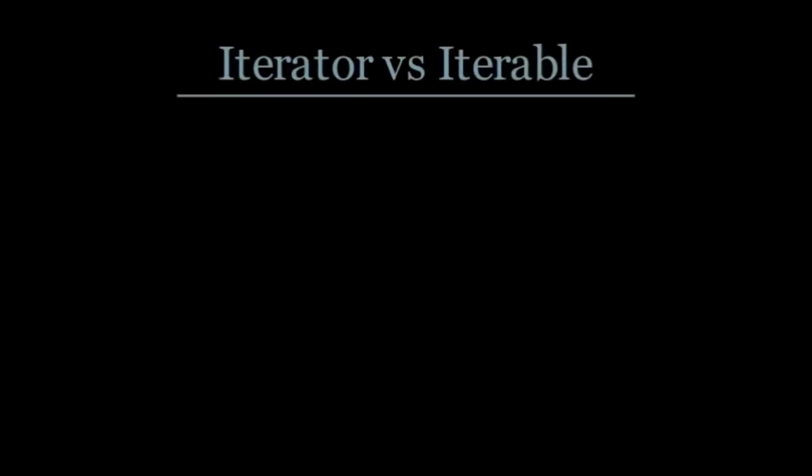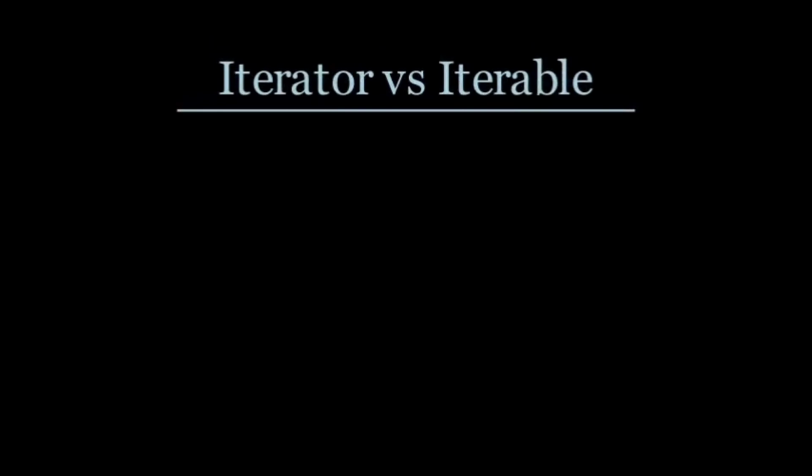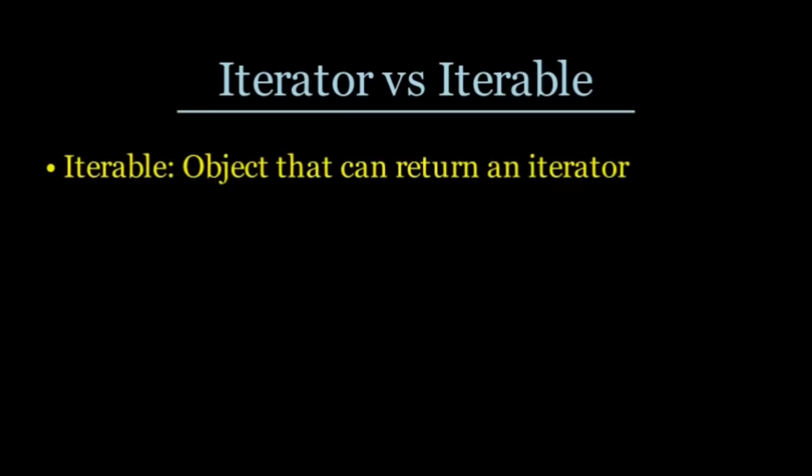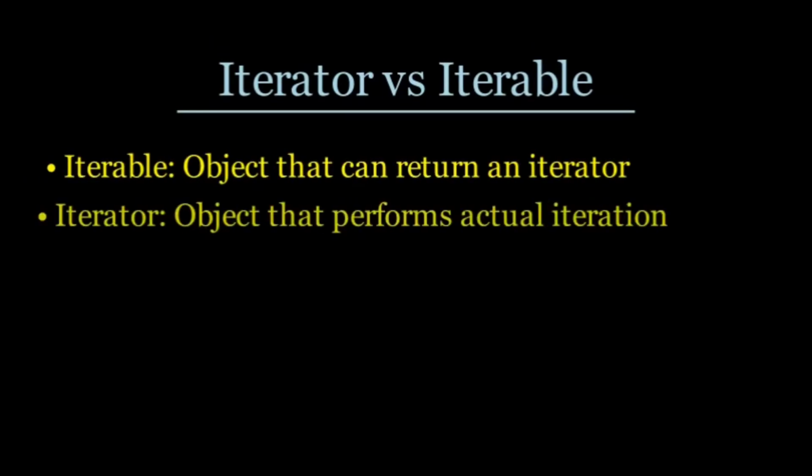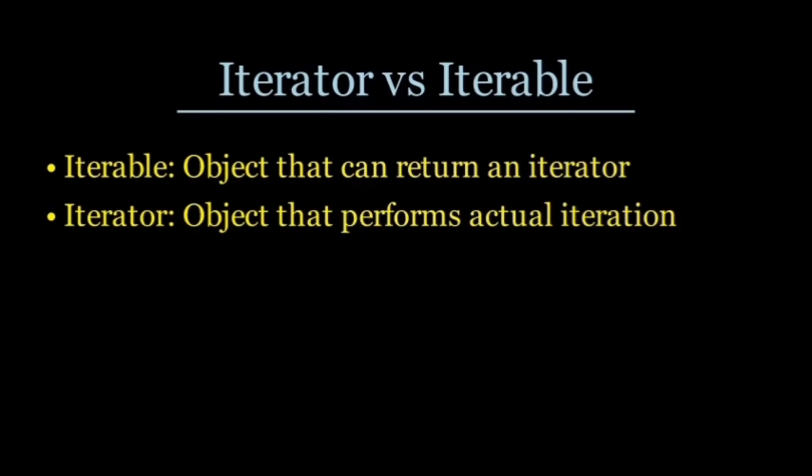To understand iterators properly, we need to distinguish between iterators and iterables. An iterable is an object that can return an iterator. Most collections in Python are iterables. An iterator is an actual object that performs the iteration, keeping track of current position.